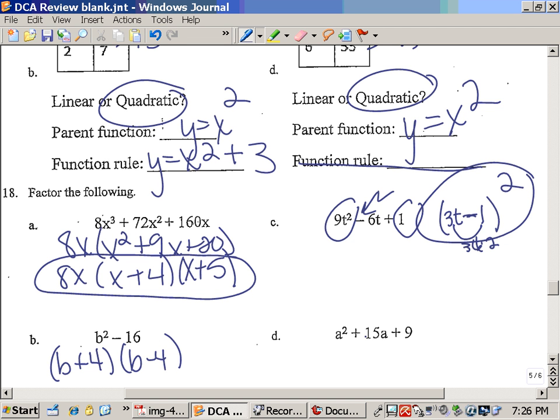D, I need to see if I can find something that will multiply to give me 9 and add to give me 15. Well, guess what? There is nothing that will do that. Don't put no solution, but put not factorable.